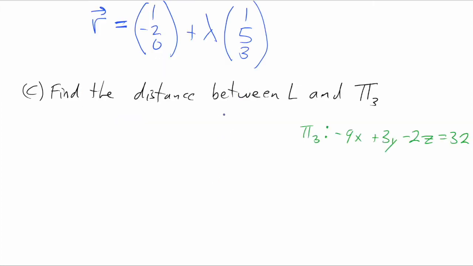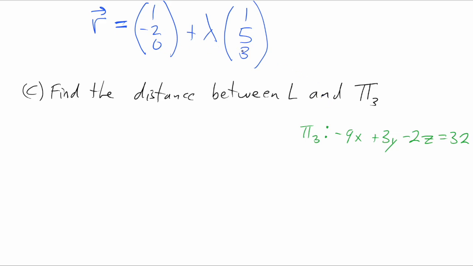Okay, lastly in this question we're finding the distance between L and pi 3. So this line and pi 3, I just wrote down the equation of pi 3 again to remind you. Remember, this is the line that is the intersection of the other two planes. This line has to be parallel to this plane here, otherwise it contradicts part A, where they all intersect at one point, right? So this line has to be parallel to this plane.